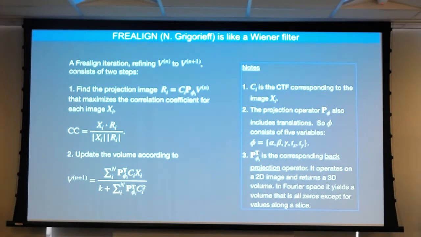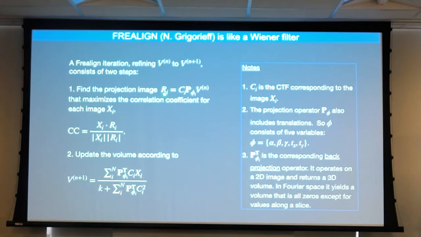All right, so now I can tell you how FREALIGN works. FREALIGN is a 3D reconstruction program that I think Nikolaus Grigorieff wrote in about 1998, so long ago. It was the first program that did really good CTF correction. It gave you an output volume where the contrast transfer function effects were dealt with properly. And it is a refinement program. That is, you give it an estimate of your volume, and it gives you a better estimate as an output of this iterative process.